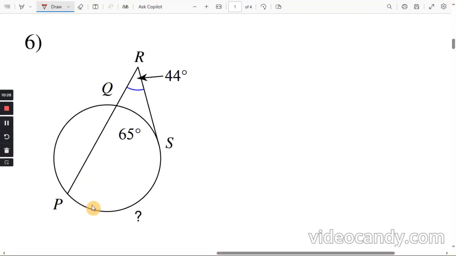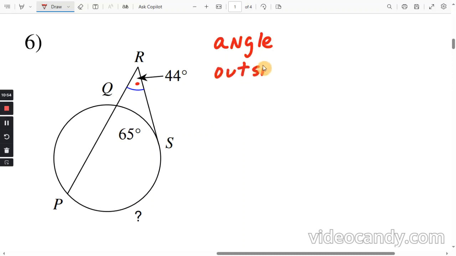All right, let's look at number 6. This one here is a secant, and this one here is a tangent. So we cannot use the shortcut on number 6. But we said before, the angle outside the circle is 1/2 the difference of the arcs. All right, so let's just write that out. That the angle outside the circle is going to be 1/2 the difference of the arcs.